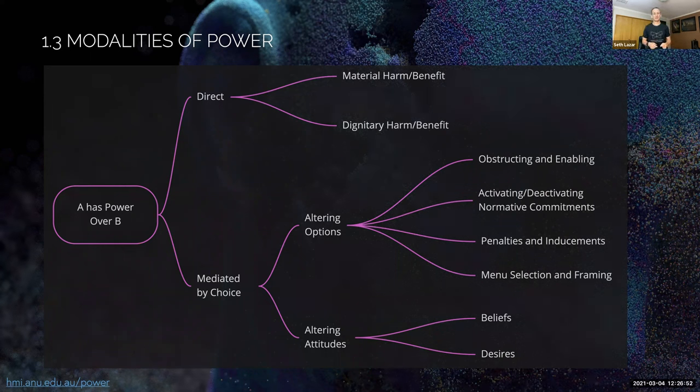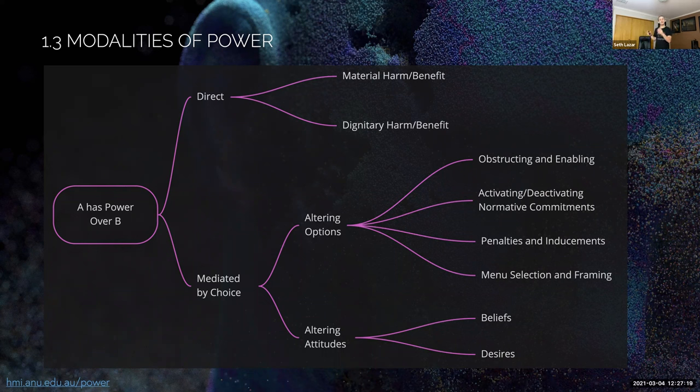among the direct harms and benefits, and then look at the indirect ones, the ones mediated by choice. And there are two ways you can go here. You can go through the altering options direction and the altering attitudes direction. So let's start with altering options. The first possibility here is that you can obstruct and enable. Obstructing, I want to take at the limit. Obstructing means just making an option impossible, so removing an option from the table.